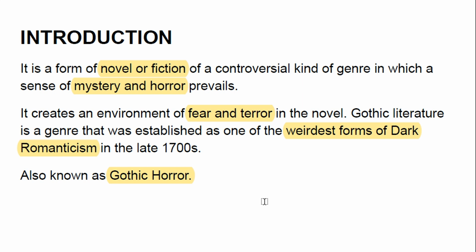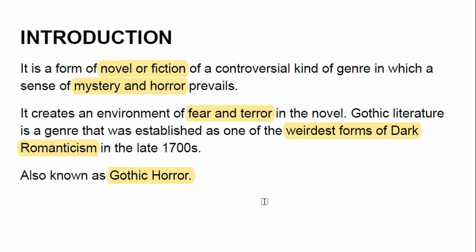Later on, in the early 19th century, we can see romantic writers writing in this genre, like Mary Shelley, who is the wife of P.B. Shelley, and Walter Scott. Along with other prominent writers, they were romantics and they wrote on Gothic horror.